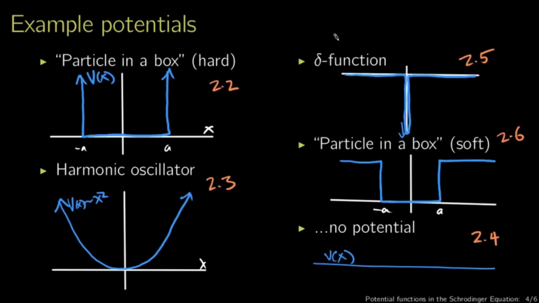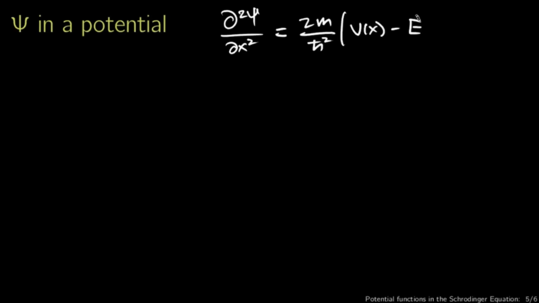What do these potentials actually mean, though? How do they influence the Schrodinger equation and its solutions? Well, the way I wrote the Schrodinger equation a few slides ago, second derivative of psi with respect to x is equal to 2m over h bar squared, just a constant, times V of x minus E, times psi. This is now the time-independent Schrodinger equation, so we're just talking about functions of position here. And E, keep in mind, is the energy of the state. If we're going to have a solution to the time-independent Schrodinger equation, this E exists, and it's just a number.